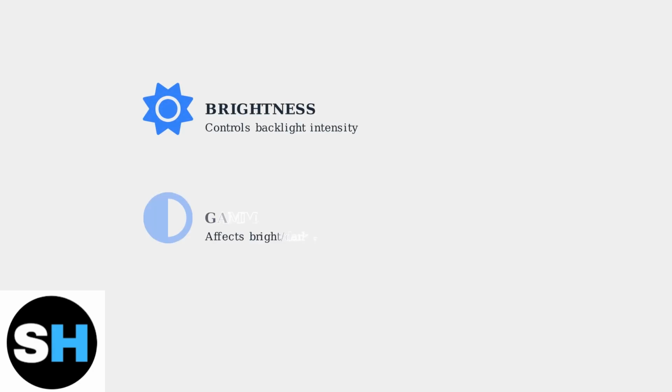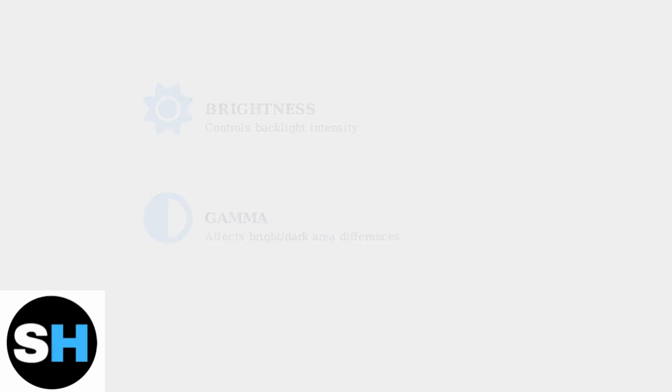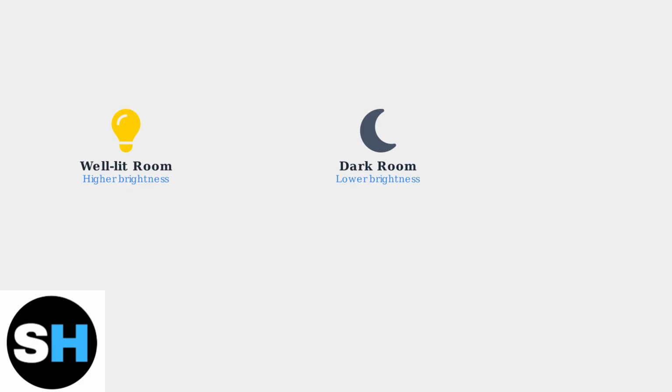Understanding the difference between brightness and gamma is crucial for optimal monitor viewing. These two settings control different aspects of your display. Brightness should be adjusted based on your room lighting conditions. Higher brightness works best in well-lit rooms, while lower brightness is better for dark environments.